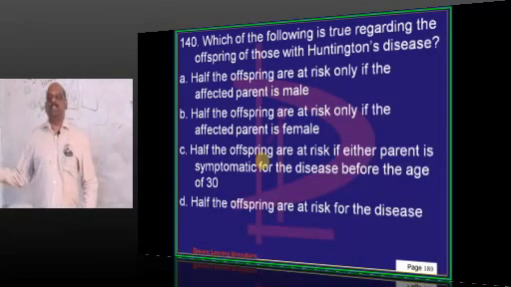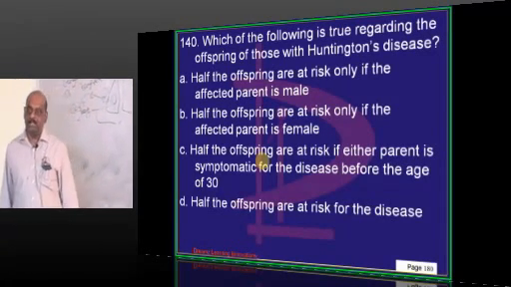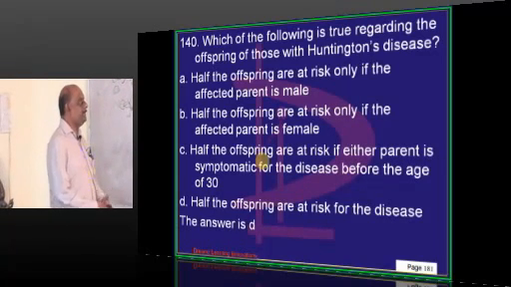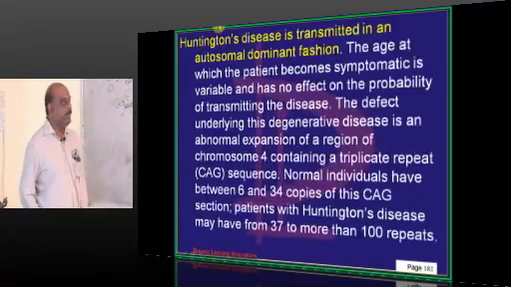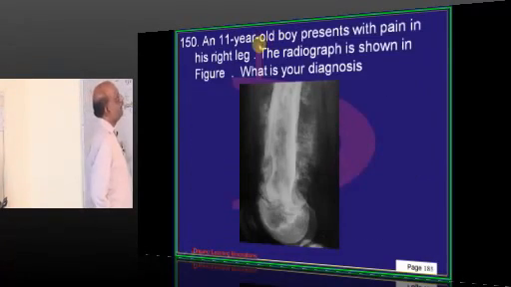Now Huntington's disease, what type of inheritance is it? Autosomal dominant. In any autosomal dominant disease, half of the offspring are at risk of developing the disease, 50% chance of going to the offspring.